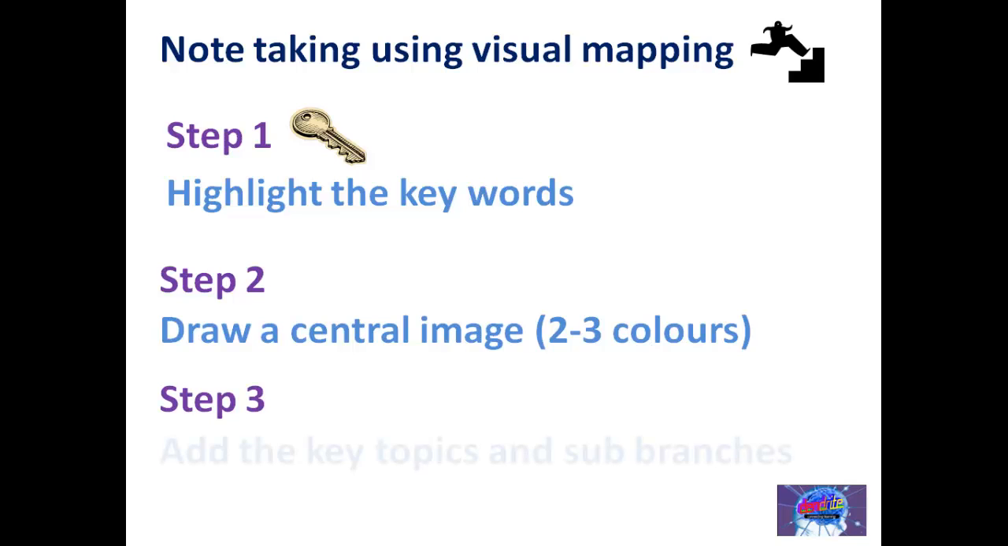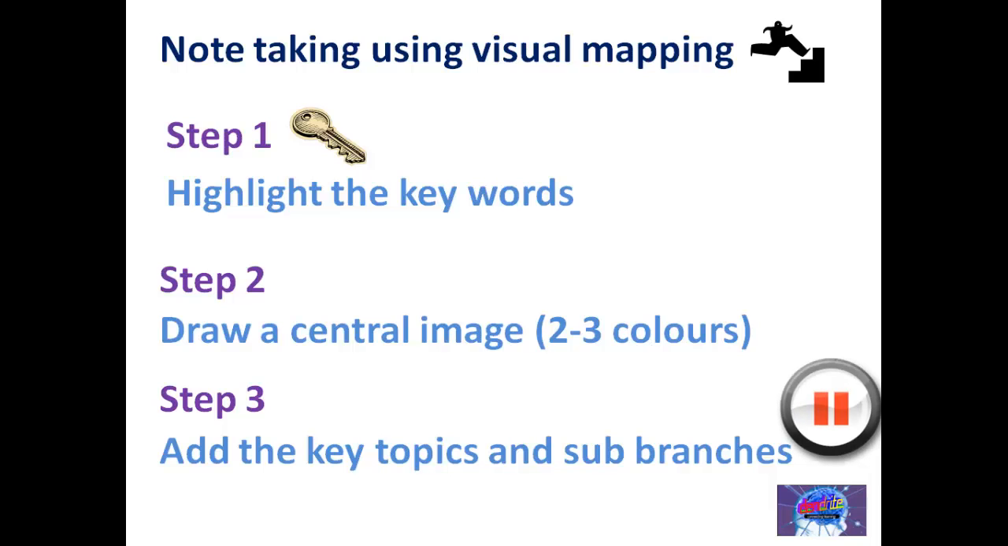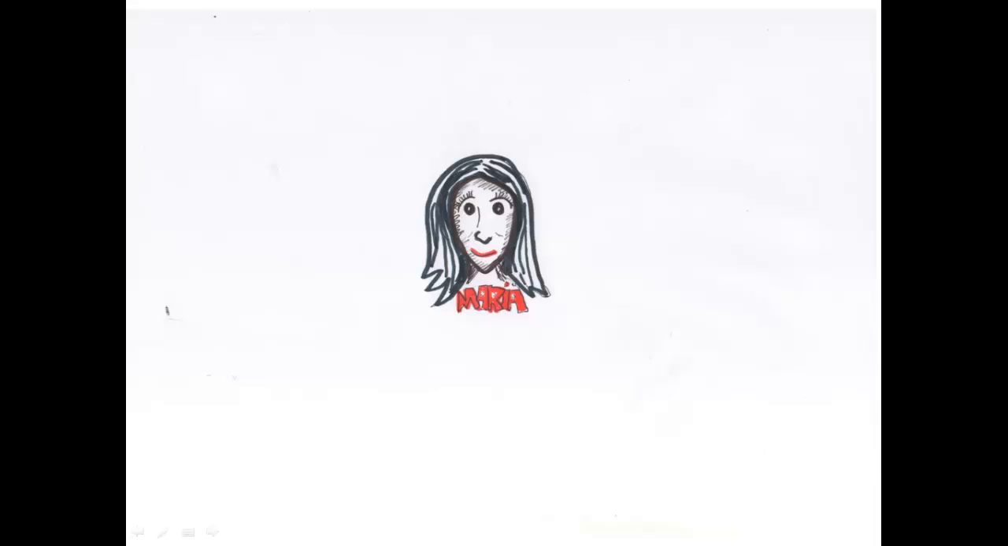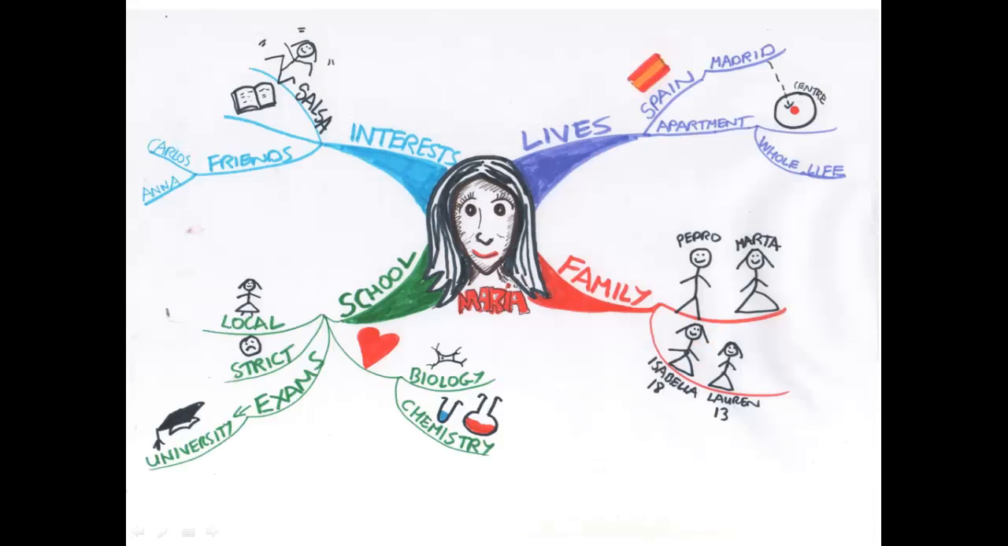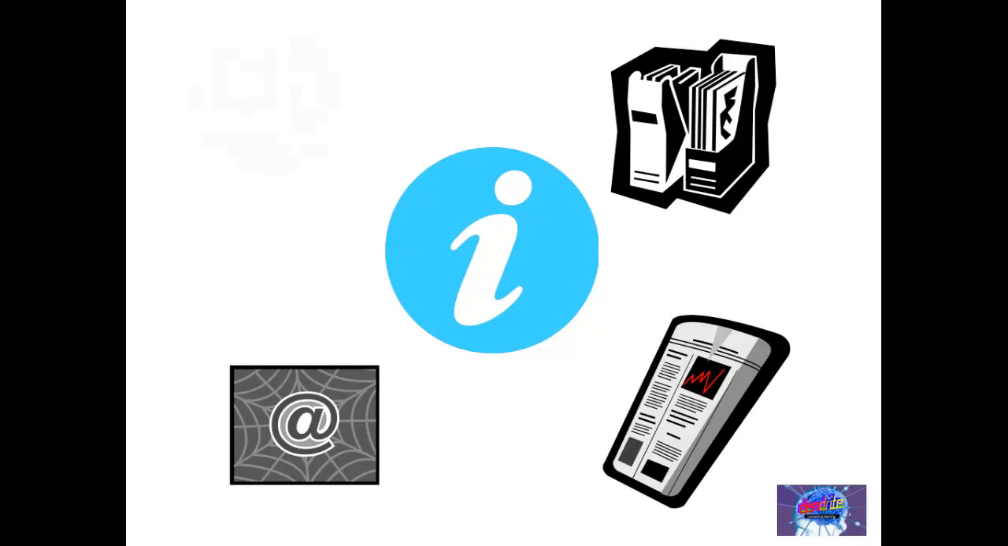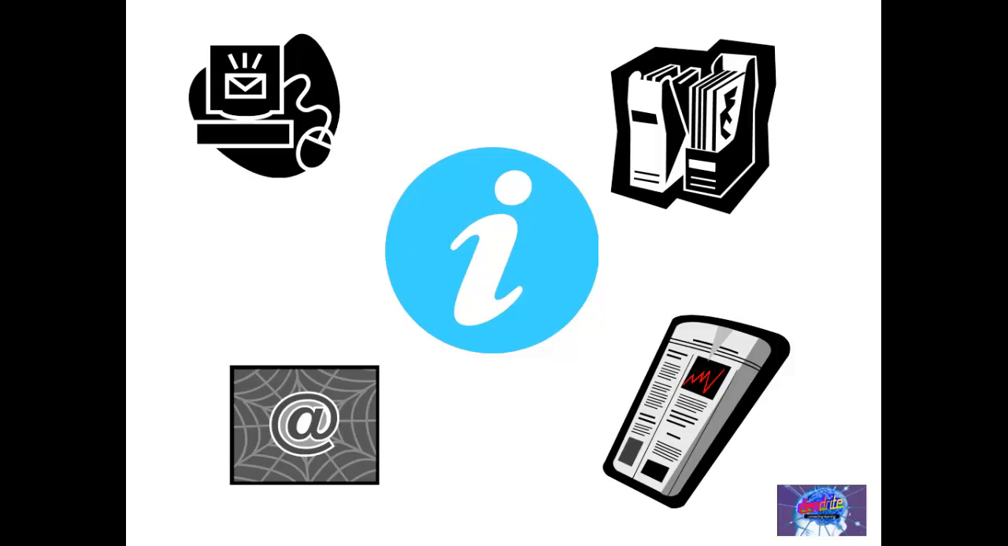Step 3, add the key topics and then the sub-branches. Press pause and add this information to the visual map. Well, how did that go? What I've got here is an example of the Maria visual map. You've got the central image, the key topics, and the additional information. This is something you can apply to any piece of text that you really need to remember. It's an amazingly powerful revision tool, and it will really help you with your exams.